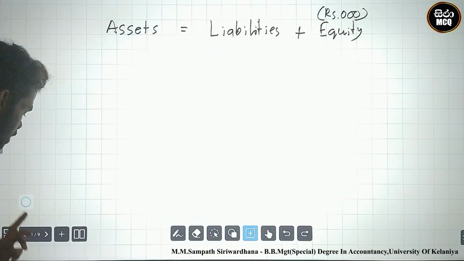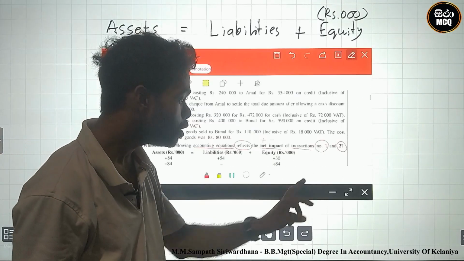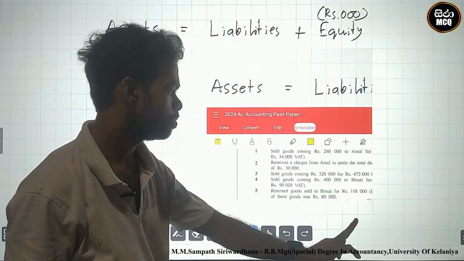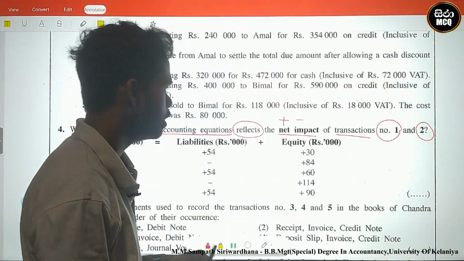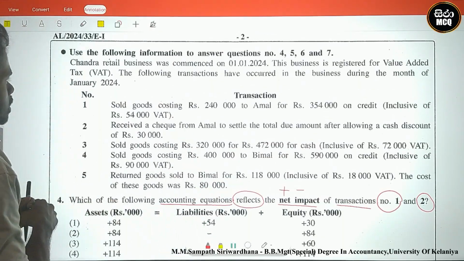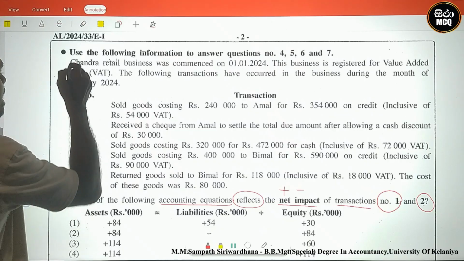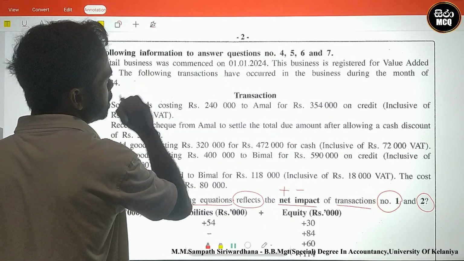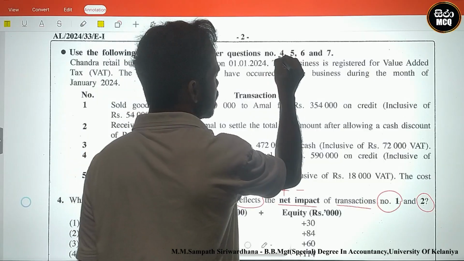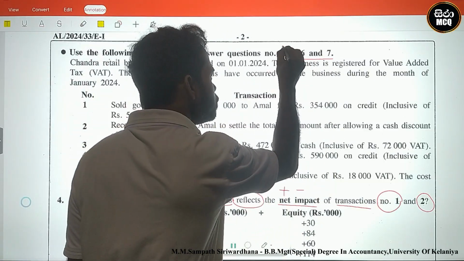Okay, let's see the transaction. Only number 1 and 2. Look here, this is the requirement, the information. This is the starting point. Use the following information to answer question number 4, 5, 6, 7. Our question number is 4.